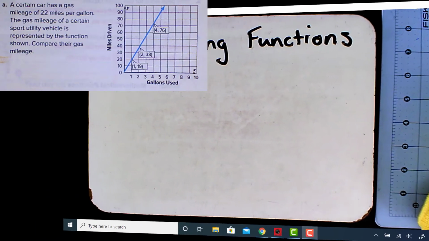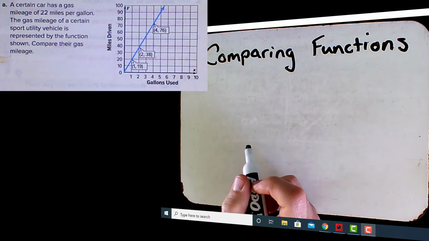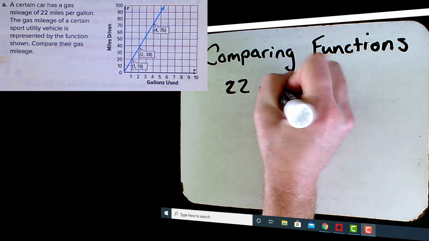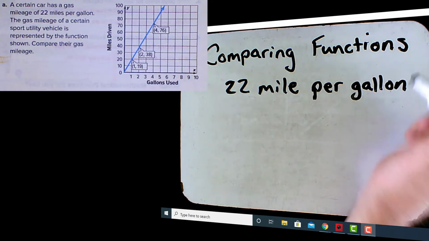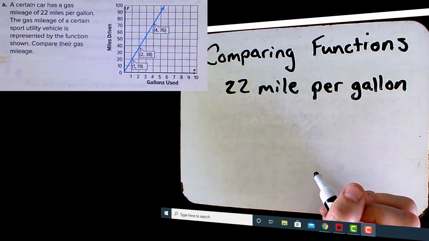Let's take a look at our first problem that we want to work on today. Our problem says a certain car has a gas mileage of 22 miles per gallon. The gas mileage of a certain sport utility vehicle is represented by the function shown. Compare their gas mileage. So what we have here is two functions. The first car is shown as 22 miles per gallon, so they've used words to represent this function. The second one is represented with the graph that you see, and it's got points at 19, 38, and 76.